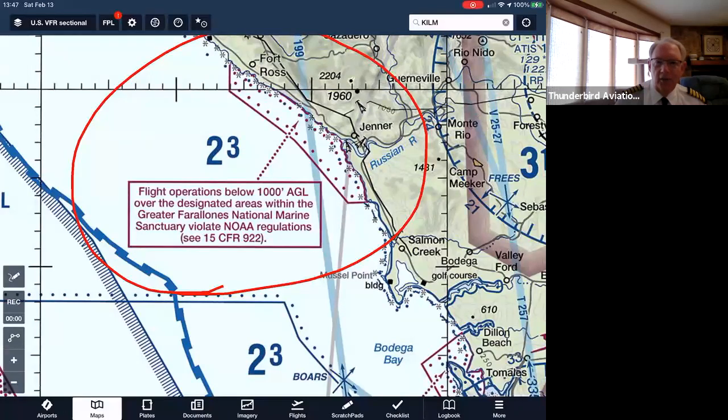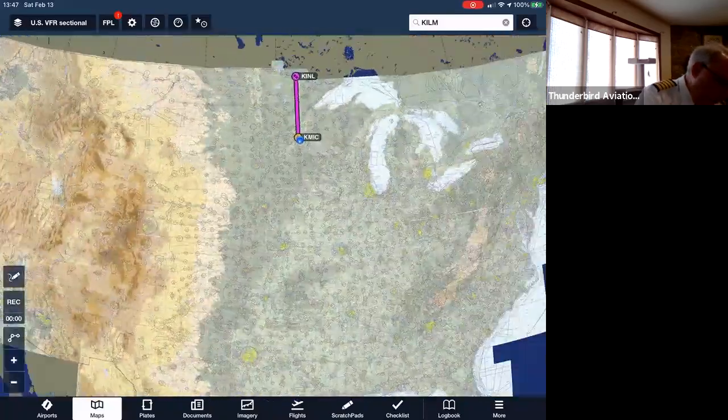If you see something that looks like this, it's almost the same shape, the same symbol as the line with the blue dots, as you can see down there underneath my red circle. But it's a magenta line with magenta dots. Don't fly in there at all. It's a sanctuary, and you'll be disturbing the wildlife. And AOPA's on their high horse about this. They don't like that NOAA has the authority to do things with airplane situations, taking your ticket away. They're doing stuff that the FAA should be doing. So don't fly in a sanctuary. Okay, back across the country.